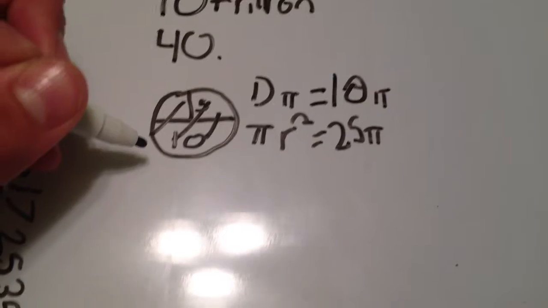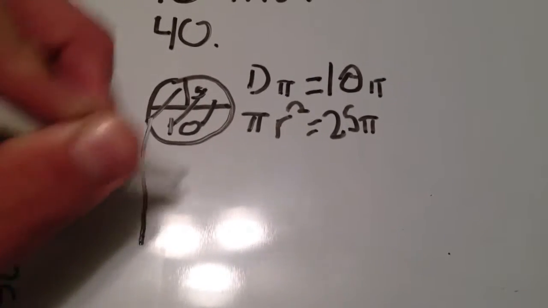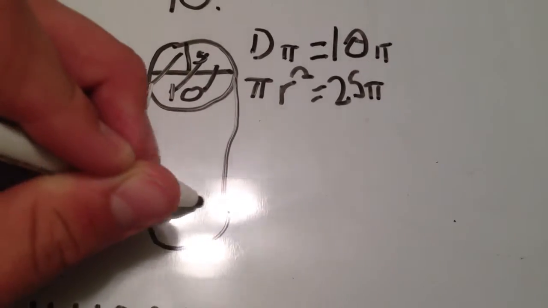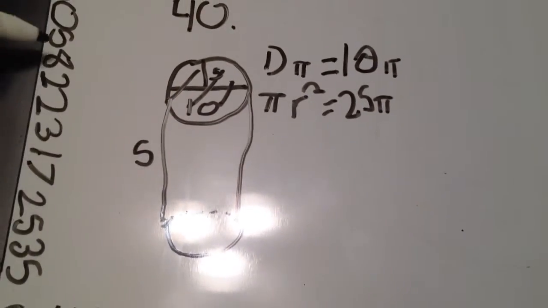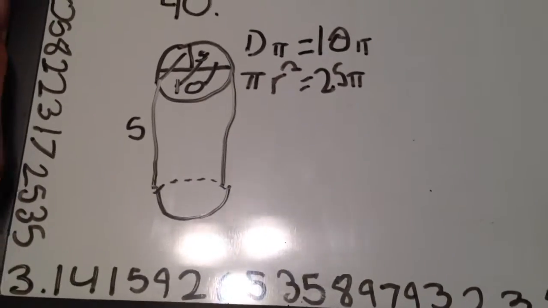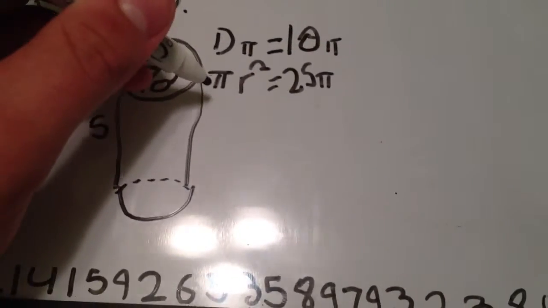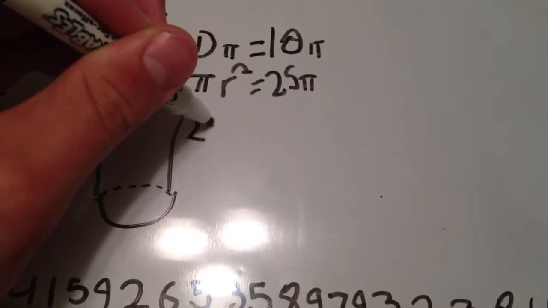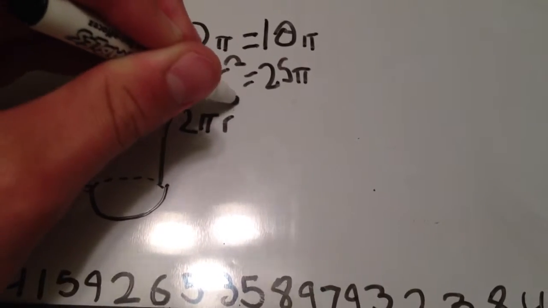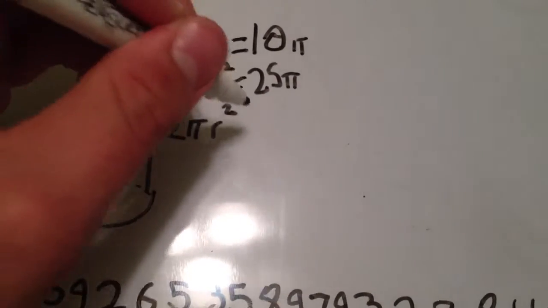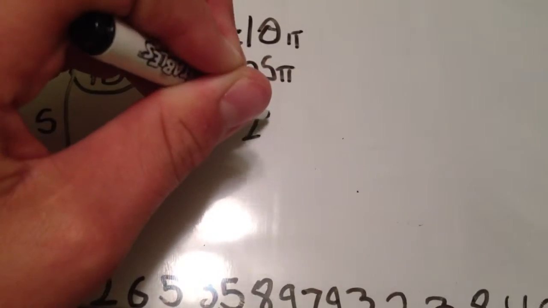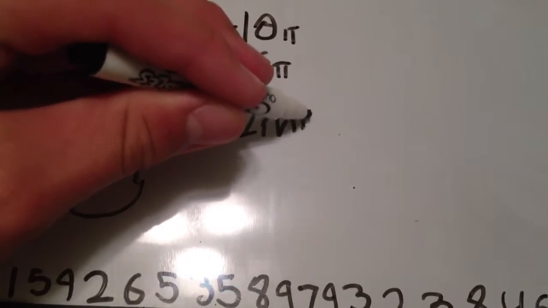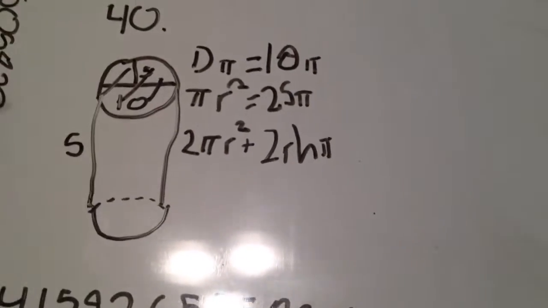Now let's look as if this was a cylinder with a height of 5. So, if you wanted to find the way all the way around this cylinder, you would use the equation for surface area, which is 2 pi radius squared plus 2 radius height pi. See, pi comes up twice in this equation.